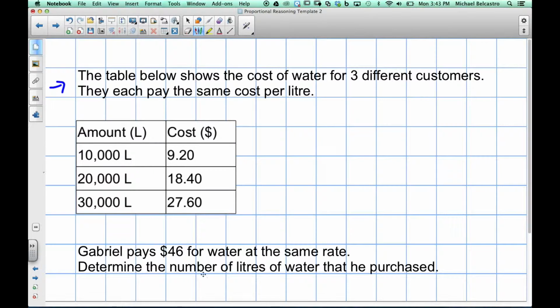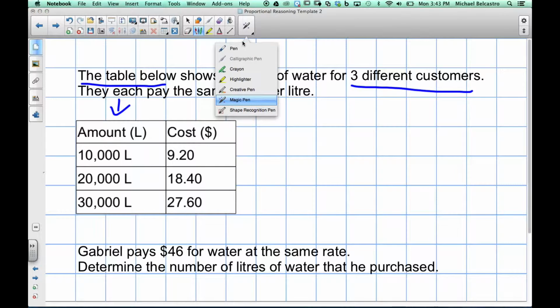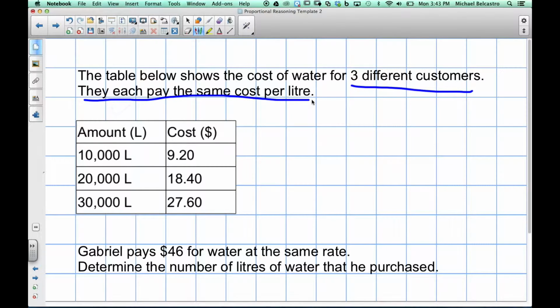We'll read the question once over, then we'll highlight important information and come up with a method to solve, in this case using a table of values. So the table below shows the cost of water for 3 different customers. They pay the same cost per liter. And here's our question. Gabriel pays $46 for water at the same rate. Determine the number of liters of water that he purchased.